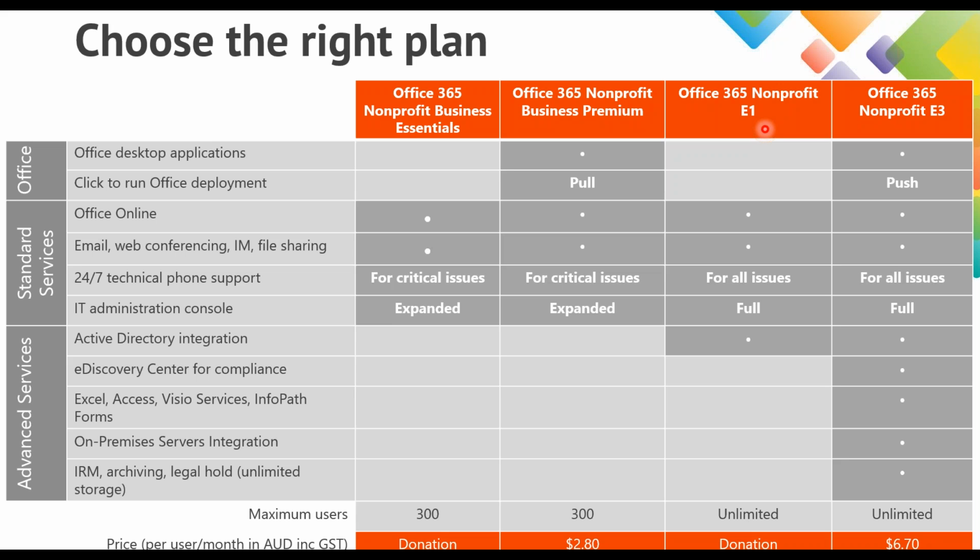If you want the Office client, the desktop client, some people will, some people won't. You can get the Office 365 Non-Profit Business Premium or the Office 365 Non-Profit E3. Both are available at a pretty significant discount, so $2.80 per user per month for Business Premium and $7.60 for E3.